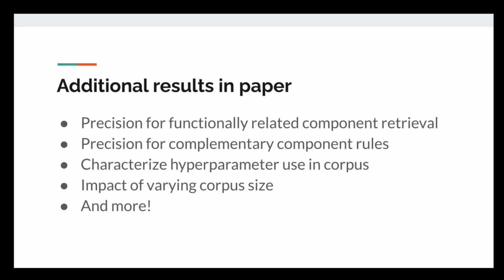In the paper, we feature additional results, including precision for functionally related component retrieval and precision for complementary component rule mining. We characterize the hyperparameter use in our code corpus, and we analyze the impact of varying the corpus size, among additional results.